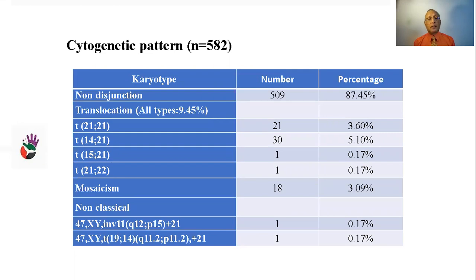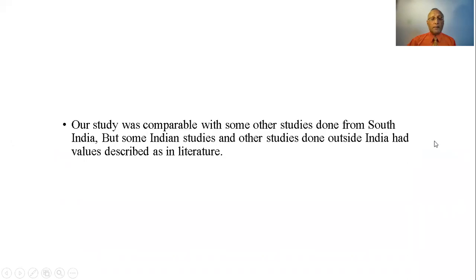Now, this is just a graphic representation, a table of what I have just now mentioned. Non-disjunction 87.45%, all translocation 9.47%, with these, and other translocations are not being included here. And we also had some non-classical variety of cytogenetic pattern. Our study was comparable with some other studies done from South India, but some Indian studies and other studies done outside India had values described as in literature. So we found that our study was similar to one or two publications done earlier from South India, but it was not similar to what was published from North India.